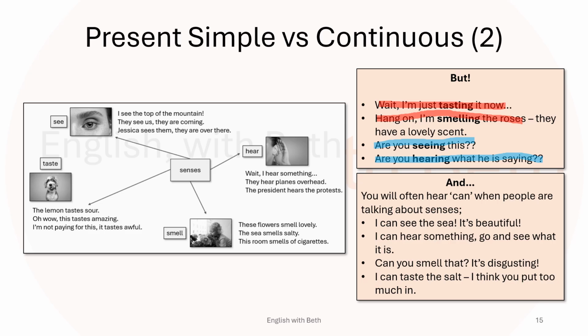And just something else for you to notice, you will often hear can, the word can, when people are talking about senses. I can see the sea, it's beautiful. I can hear something, go and see what it is. Can you smell that? It's disgusting. I can taste the salt. I think you put too much in. So this doesn't affect the tense you use, it's just something to be aware of because you will hear it a lot from native English speakers.